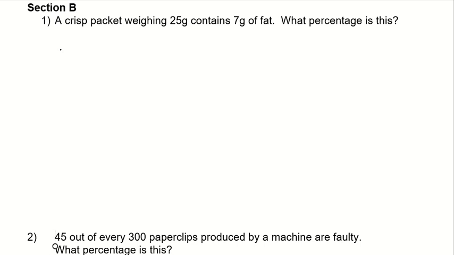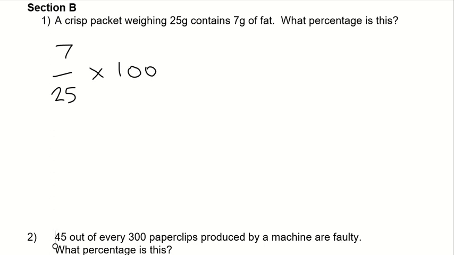So how I've explained this in class is you take the smaller amount as the numerator and the larger amount as the denominator. So this would actually be 7 over 25. Once you've got 7 over 25, you now can multiply that by 100.